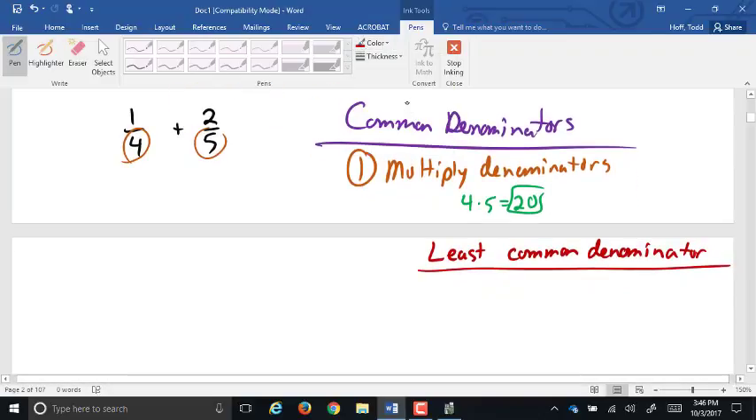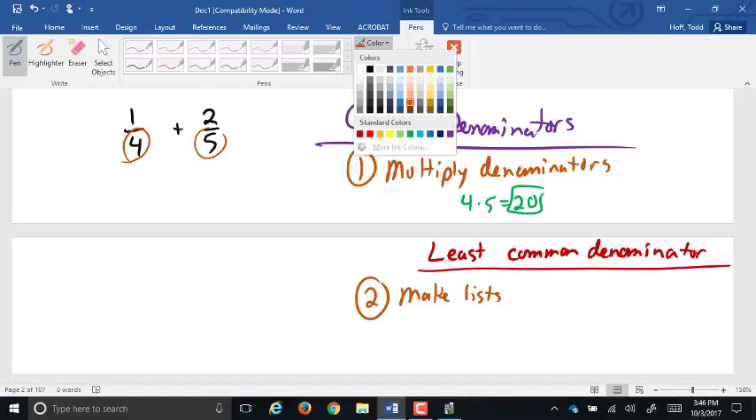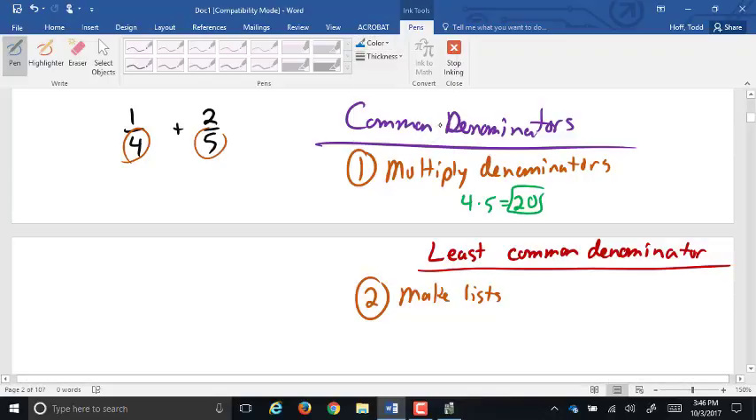So other things that we can do other than just multiplying denominators, we can make lists. What I mean by making lists, well, we can count up by 5s and 4s and see where they match up. For example, 5s, it would be 5, 10, 15, 20, 25, 30, and so on. And we could keep going if we needed to. For 4s, it would be 4. What's 4 plus 4? 8 plus another 4. 12 plus another 4. 16 plus another 4. 20, there we have a match, so we can stop there.